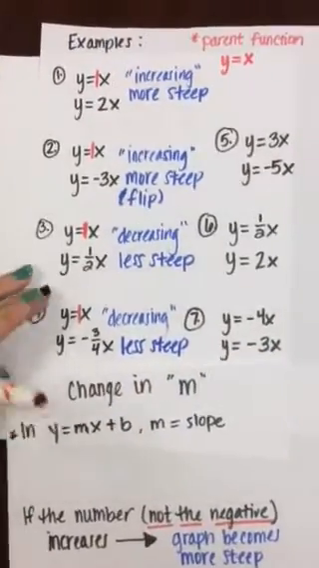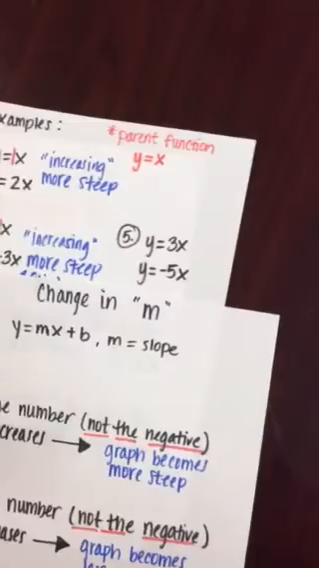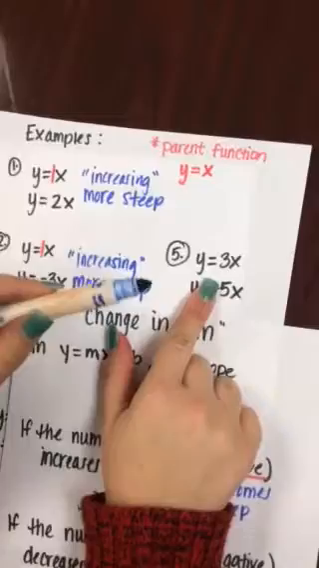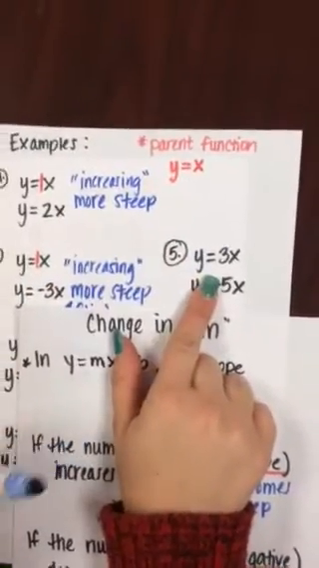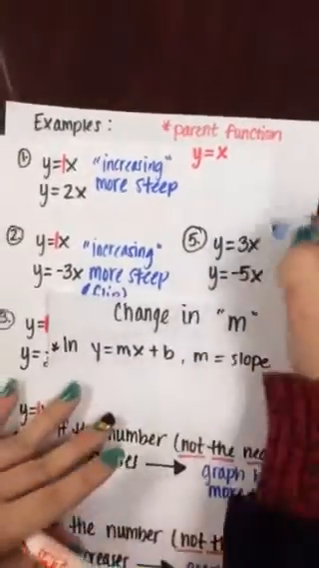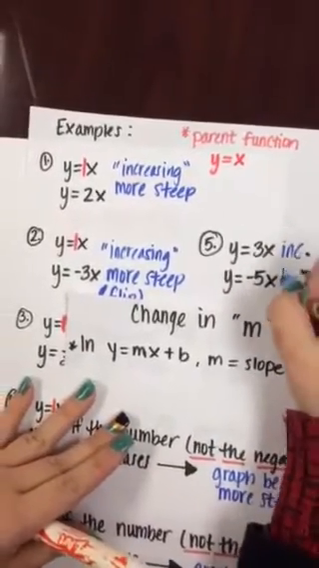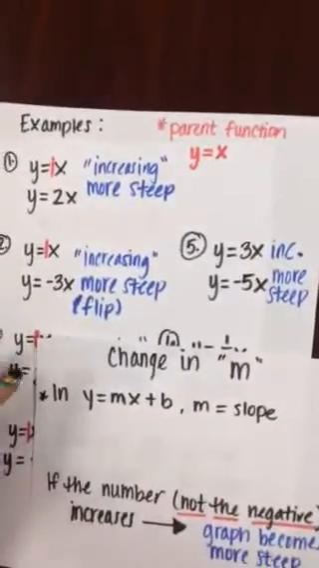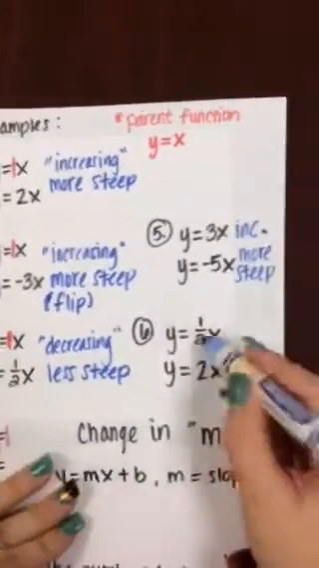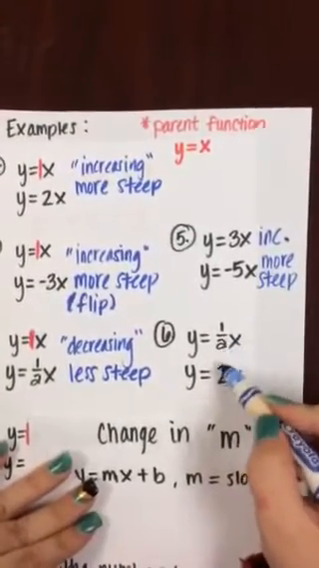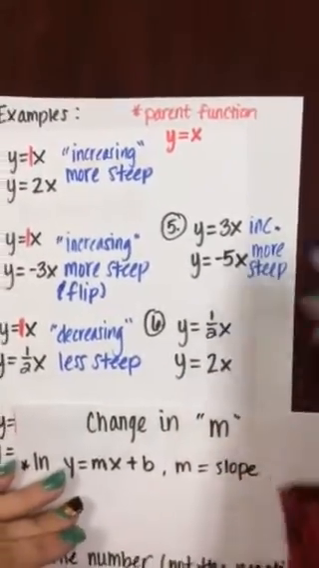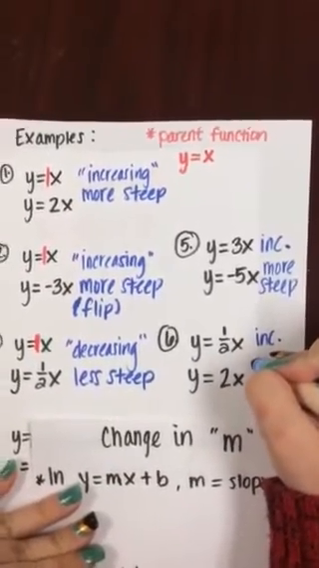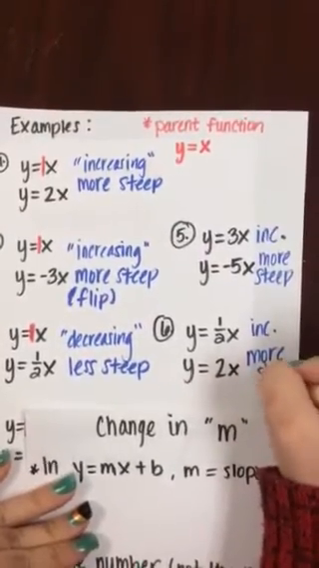Now here's where it gets a little bit challenging when they actually both have numbers. So if you go from 3 to negative 5, well, again, we hide our negative. From 3 to 5, is it increasing or decreasing? Well, it is increasing, so the graph would be more steep. From 1/2 to 2, basically 1/2 is like 0.5, so from 0.5 to 2, that is increasing. So our graph would be more steep.